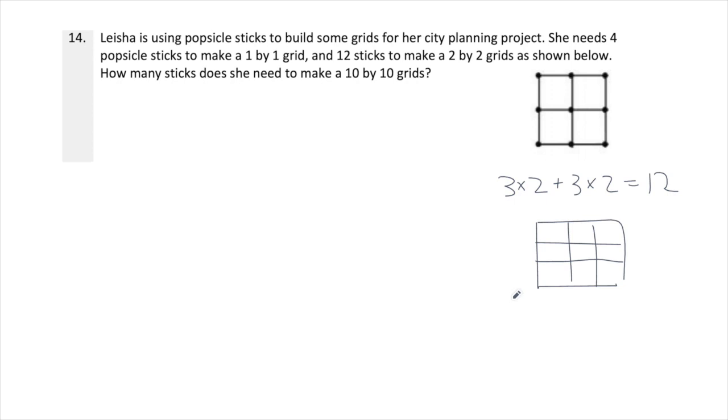And we see that this 3 by 3 grid is composed of 4 columns of 3 sticks each and 4 rows of 3 sticks each, which gives us a total of 24. So that means a 10 by 10 grid would be composed of 11 columns of 10 sticks each and 11 rows of 10 sticks each, which gives us a total of 220. So the answer to this problem is 220 sticks.